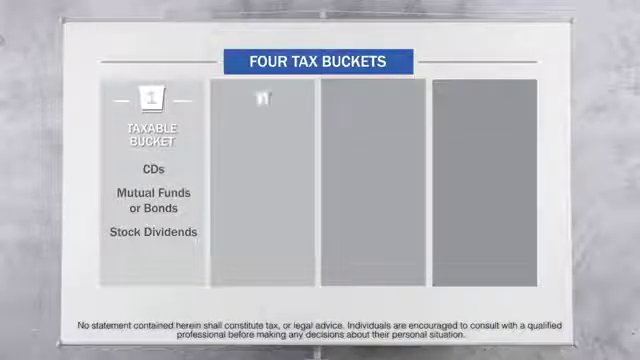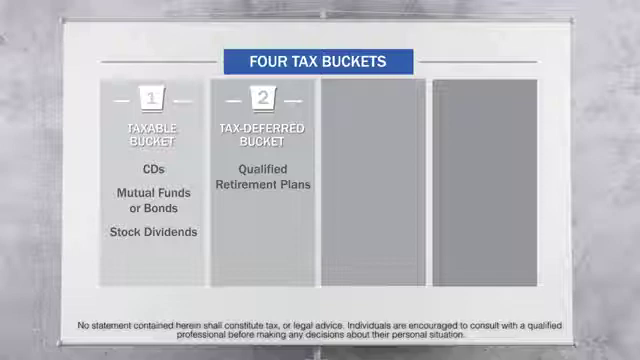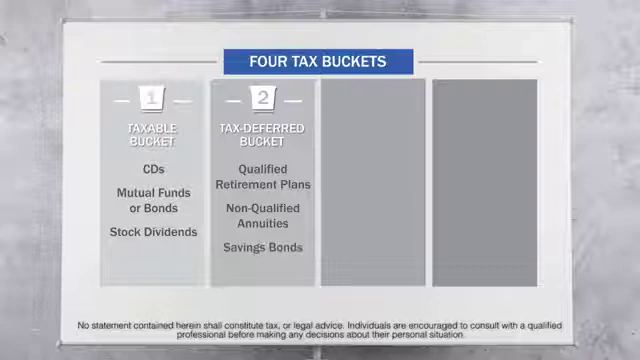The second bucket is your tax-deferred bucket. Generally speaking, there are 3 primary vehicles that fall in this tax-deferred bucket. Qualified retirement plans, that's your 401ks, 403bs, 457s, and IRAs. Non-qualified annuities also fall in this bucket, as well as savings bonds. These are all tax-deferred, so those are in that bucket.